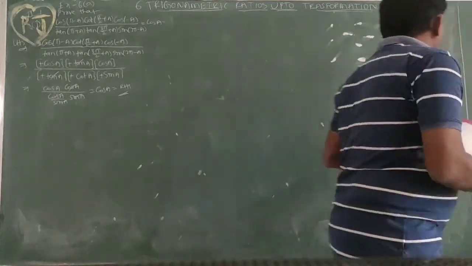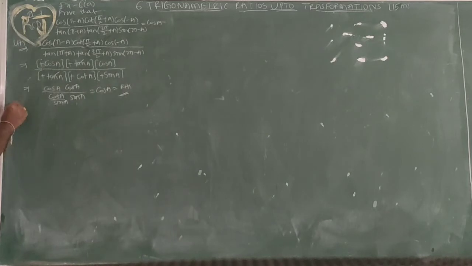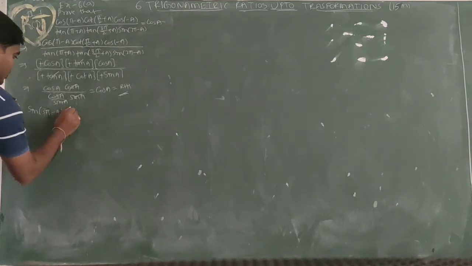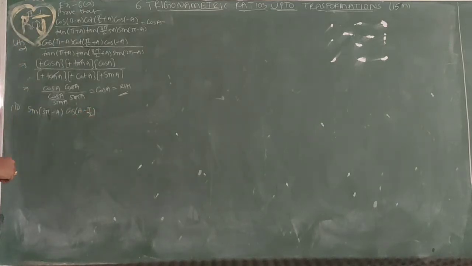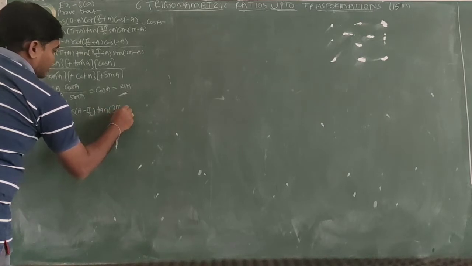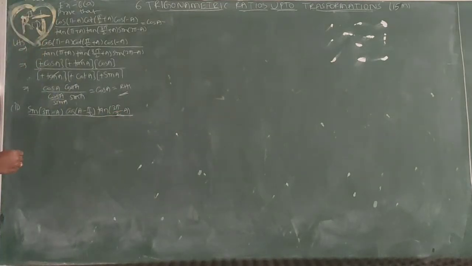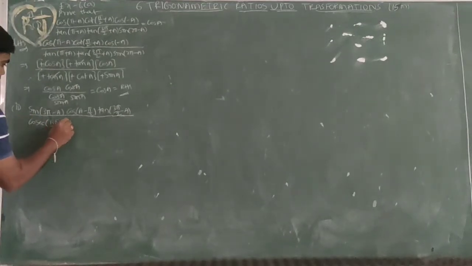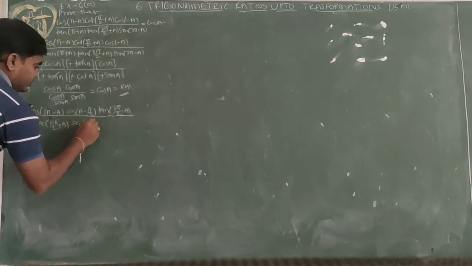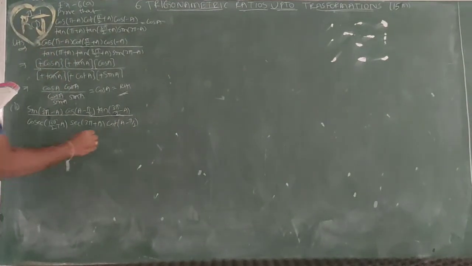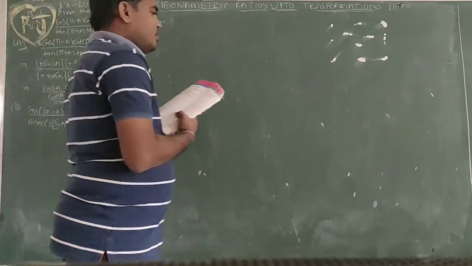Next, the second one. Sin of (3 pi minus a), cos of (a minus pi by 2), tan of (3 pi by 2 minus a) by cosec of (13 pi by 2 plus a), sec of (3 pi plus a), cot of (a minus pi by 2) equal to cos power 4 a.